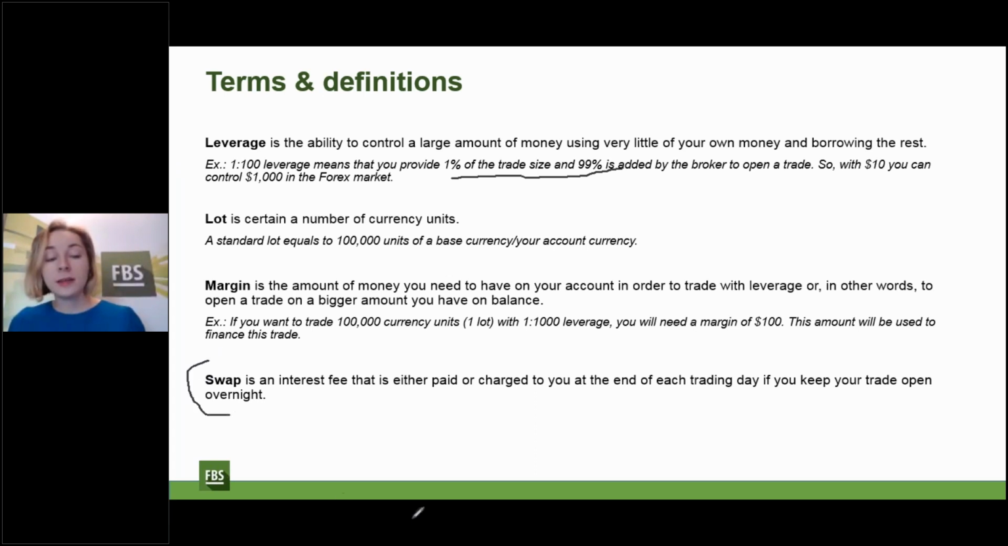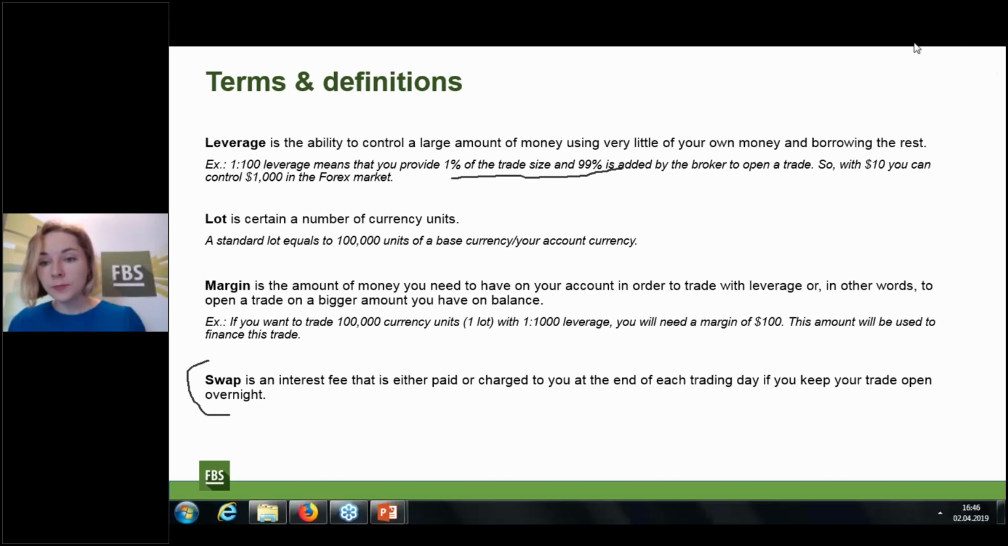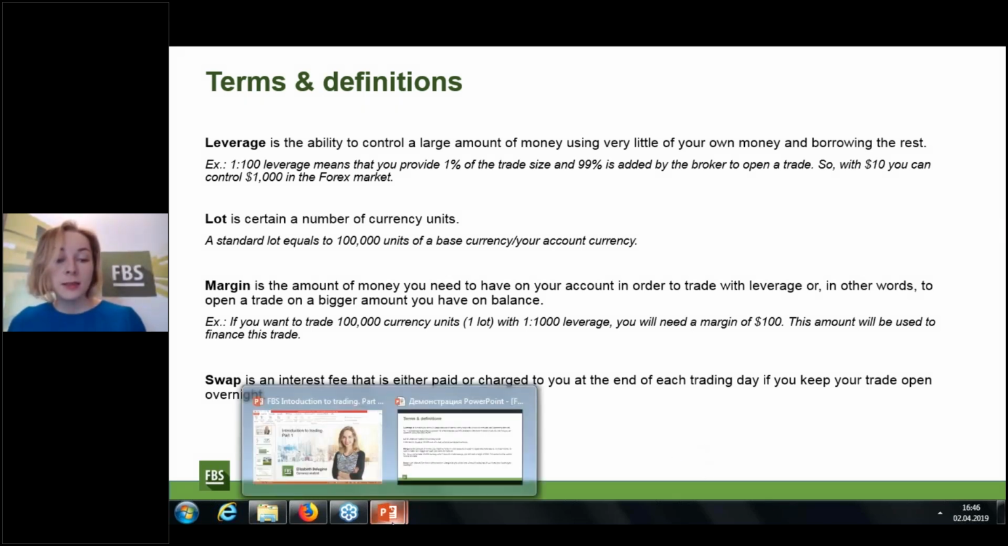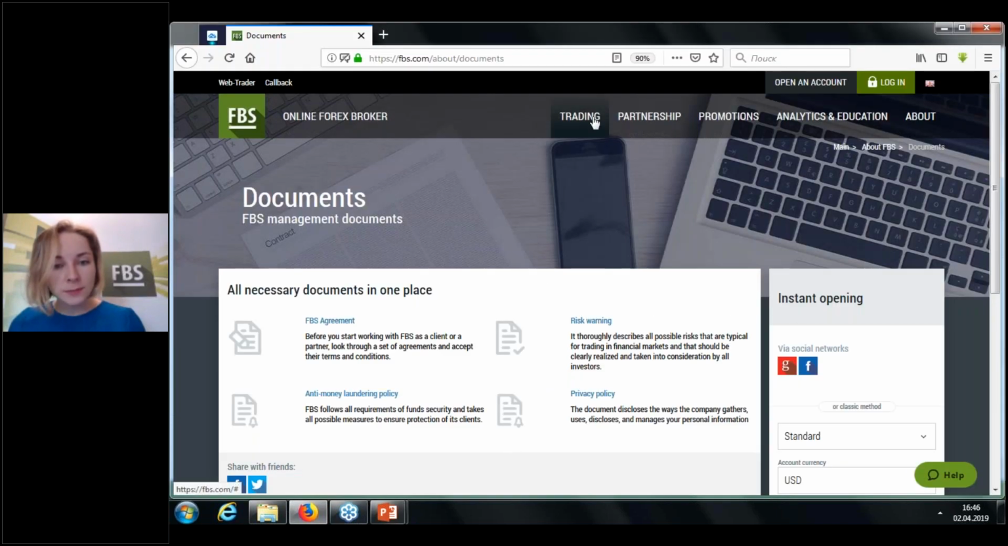Finally, the thing I started explaining is swap. It is an interest fee that is either paid or charged to you at the end of each trading day if you keep your trade open overnight. So if you, for example, bought euro dollar and then an hour passed and you closed the trade, no swap is applied to your trade. However, if you opened a trade on Monday and closed it only on Friday, in this case, you will have to deal with swaps.